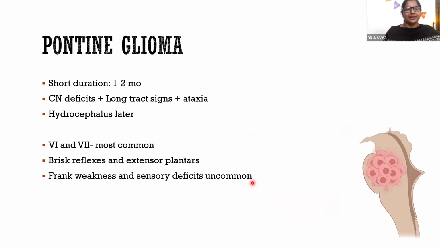Pontine glioma also progresses very fast. As you know, the pons is an immediate red flag for you. Within a duration of 1 to 2 months, there will be progression. There will be deficits in the form of all the long tract involvement causing ataxia and, of course, hydrocephalus. It just cuts off the CSF flow in there. Rest all are the pons lesions.